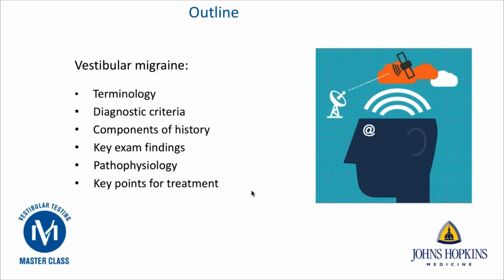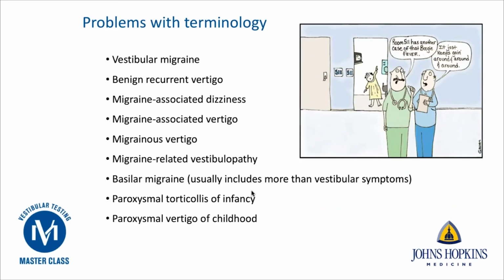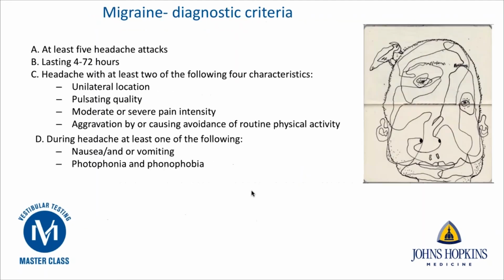Just to give you an outline of what we're going to discuss today, I'm going to go over the terminology, what is the definition of vestibular migraine, go over the diagnostic criteria, components of the history, key exam findings, just quickly touch on pathophysiology and key points for treatment of migraine. There's a big problem with terminology. People call vestibular migraine different names. You may have heard vestibular migraine, benign recurrent vertigo, migraine-associated dizziness, migraine-associated vertigo, migraine vertigo, and etc. But probably the best term would be vestibular migraine.